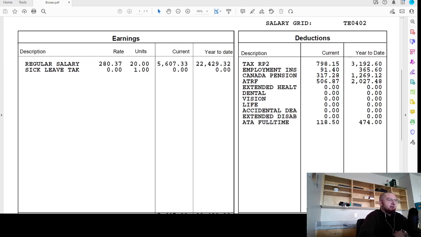So let's break down a pay stub. What you're looking at in the background is not just random numbers. This is actually how much I get paid and how much I get deducted. So let's take a look. Over here, we have our earnings, and then we have our deductions.